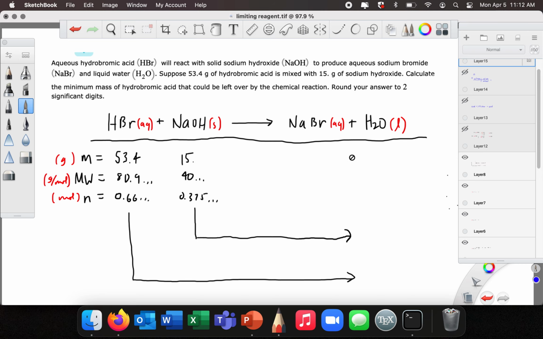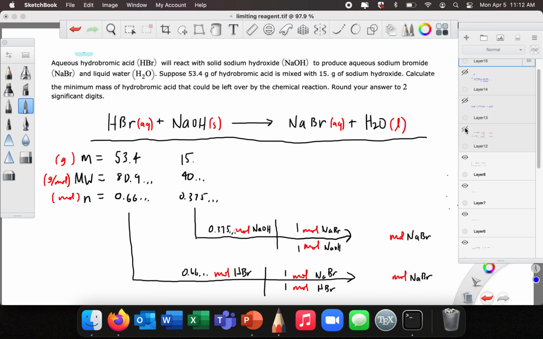You've seen this before. I'm going to say, if I use all of my sodium hydroxide, how many moles of sodium bromide will I get? And alternatively, if I use all of my HBr, how much will I get? So we set those mole ratios up. I'm using about 0.375 moles. It's a 1 to 1 ratio. That's going to give me how many moles of sodium bromide? And the answer, I think, is obvious.